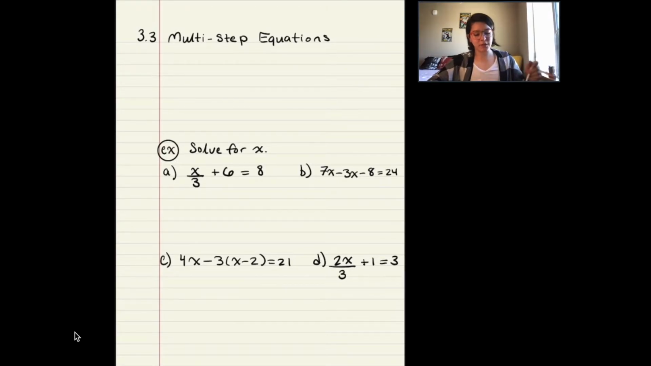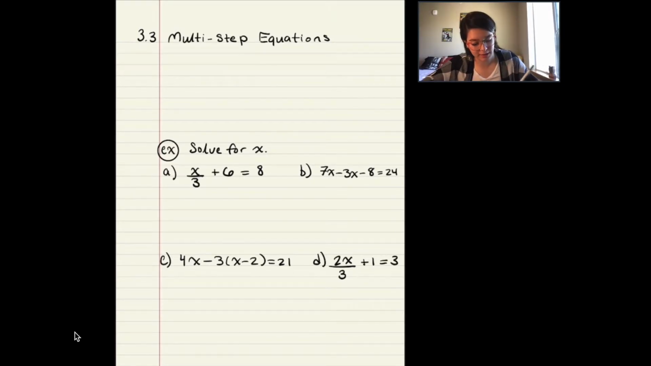So we're asked to solve for x. In the first equation, we have x over 3 plus 6 is equal to 8. Now remember, when we're supposed to solve for x, that means we want to get x on its own. We want to isolate it. So we have to look at everything that's happening to it and then do the inverse operations.